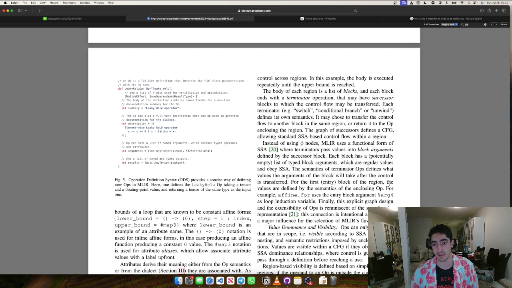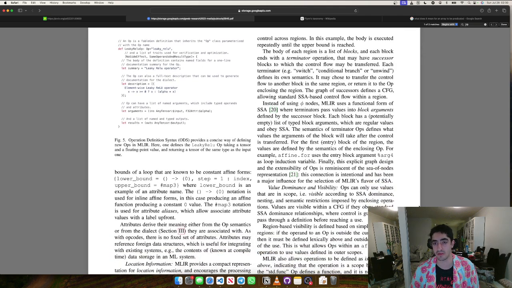Each terminator, for example switch, conditional branch, or unwind, defines its own semantics. It may choose to transfer the control flow to another block in the same region or return it to the operation closing the region. The graph of successors defines a CFG, allowing standard SSA-based control flow within a region.